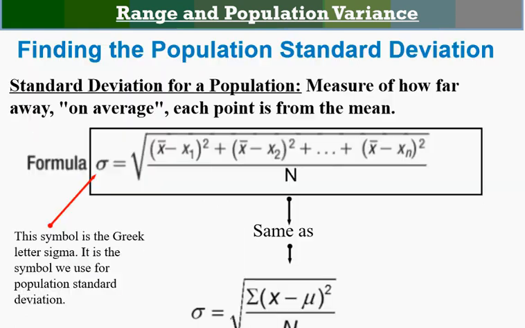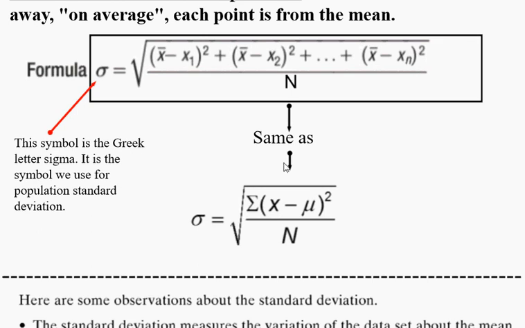The second thing we can do is calculate something called the standard deviation, which is a more involved process, but actually gives much, much better information. The standard deviation for a population measures how far away, quote unquote, on average, each point is from the mean. The formula for it is given below. There are two versions. You can do it using the sigma notation, and remember this means the sum, adding up all of. Or you can do it using this more drawn out version.